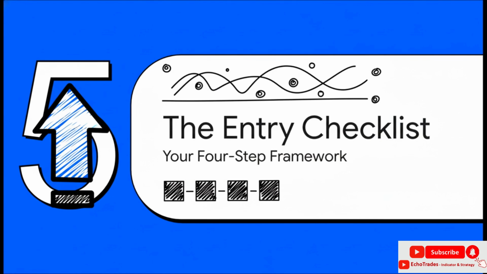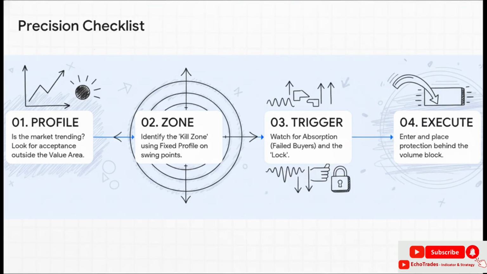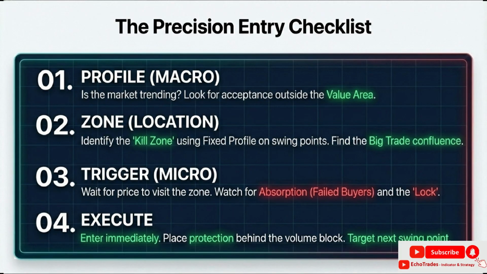This is our final section, the precision entry checklist, your 4-step framework. It really boils down to these 4 simple steps. 1. Check the profile. What's the big picture? Is the market trending? 2. Define your zone. Where's that high probability spot we talked about? 3. Wait for the trigger. Watch that real-time order flow for the signs of failure or absorption. And 4. Execute. You get in with a clearly defined risk based on the volume you just saw.